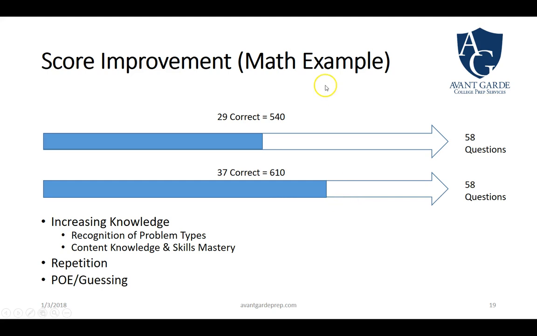And so for score improvement, you may have gotten 29 correct on your math out of 58 questions, and you scored a 540. Our goal is to try to get you maybe a 70-point improvement: 37 correct equals 610. And this is really going to come from a couple of different ways.